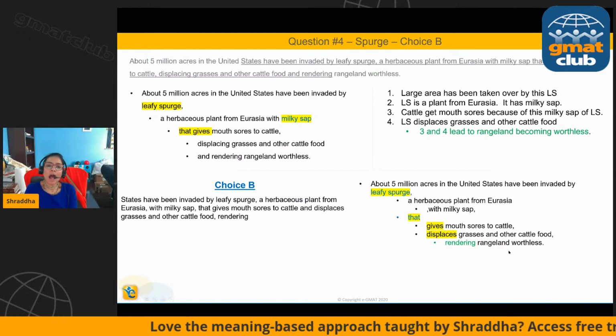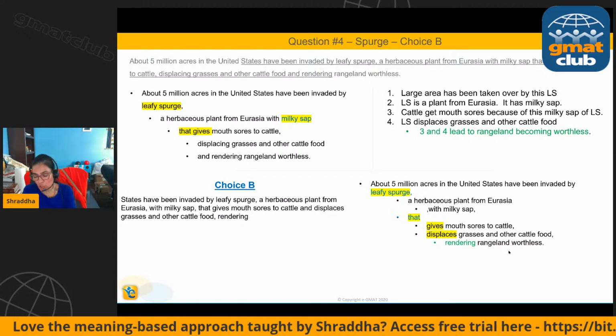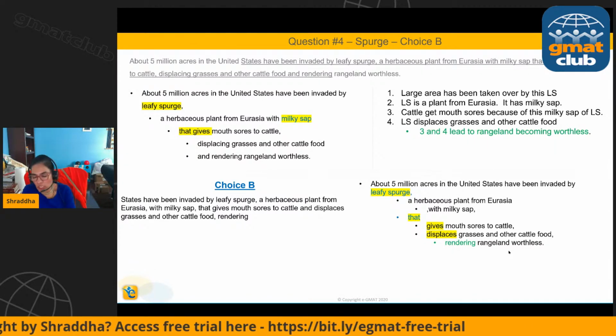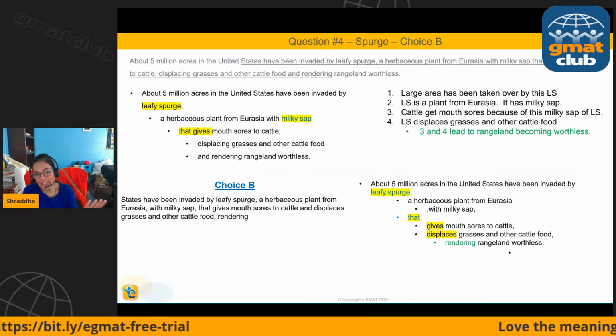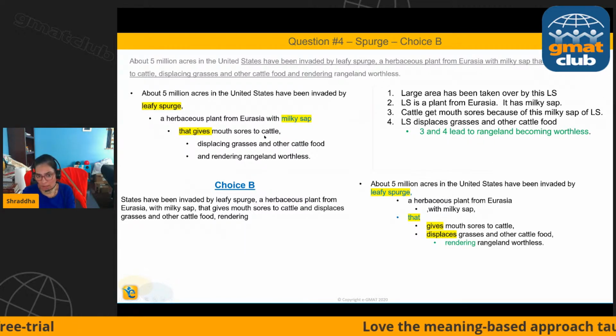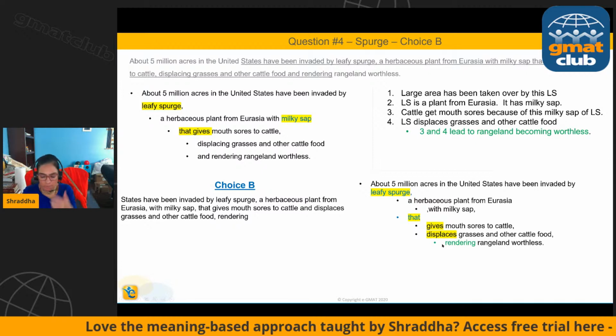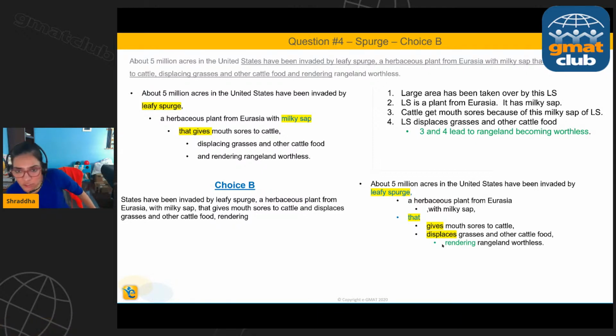useless. Now, I know that a lot of students reject choice B because they say, okay, you've been talking about a meaning based approach, don't change the meaning of the sentence. But here the original sentence says that milky sap gives mouth sore, but choice B is saying that leafy spurge is giving mouth sore. Is that not a meaning change? Now, if I were to ask you, do you think that choice B is really changing the meaning by saying that leafy spurge gives mouth sore and not the milky sap gives mouth sore? What would be your answer to that question?